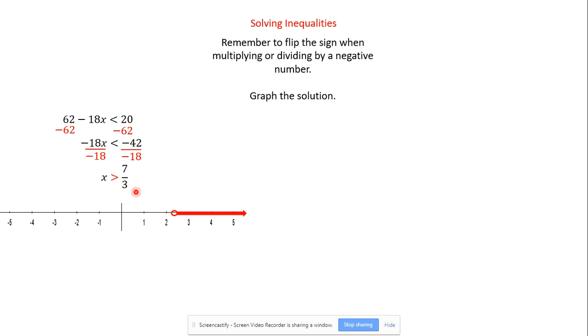So if x is greater than 7/3, it's graphed. So open circle, then goes over. And so we have open circles and closed circles. The open circles are for less than or greater than. Closed circles. Oh, and parentheses. Closed circles are for the or equal to's, which come with the brackets.